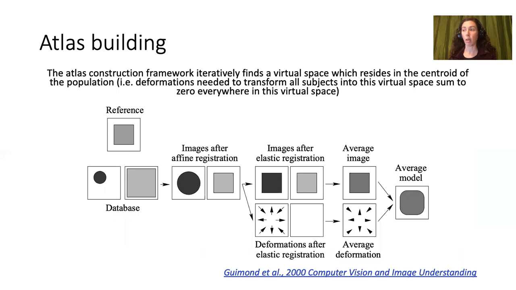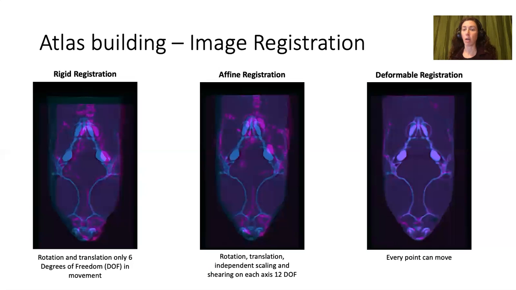And just to give you an example of the types of registrations that we use, here I have a moving image of a zebrafish here in pink, and it's transformed towards a reference image of another zebrafish here in blue. And first, the rigid registration uses only rotation and translation to put the moving image in roughly the same space as the target image. Second, the affine registration uses rotation, translation, as well as scaling and shearing to make the moving image have roughly the same dimensions as the target image. And finally, the deformable registration allows every point in the target image to move in order to minimize the difference between the moving and target images.